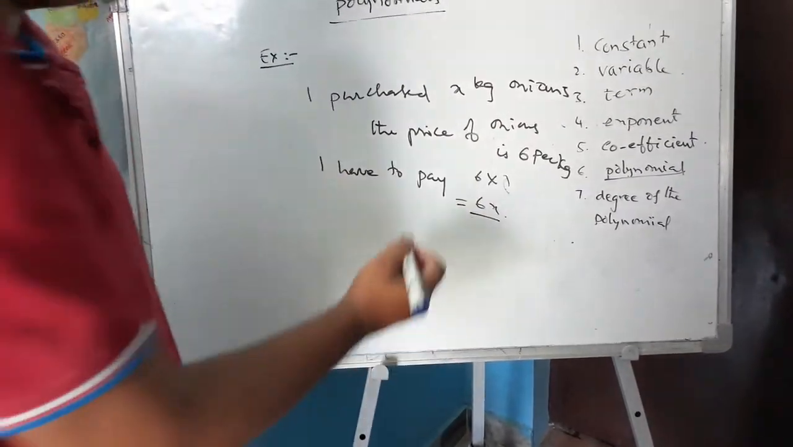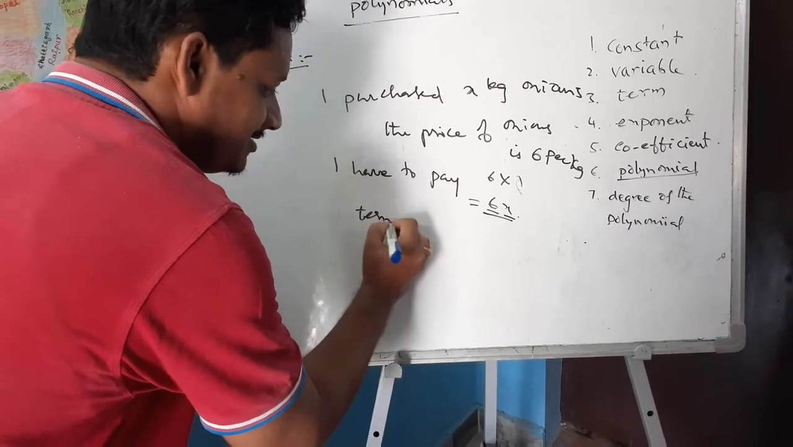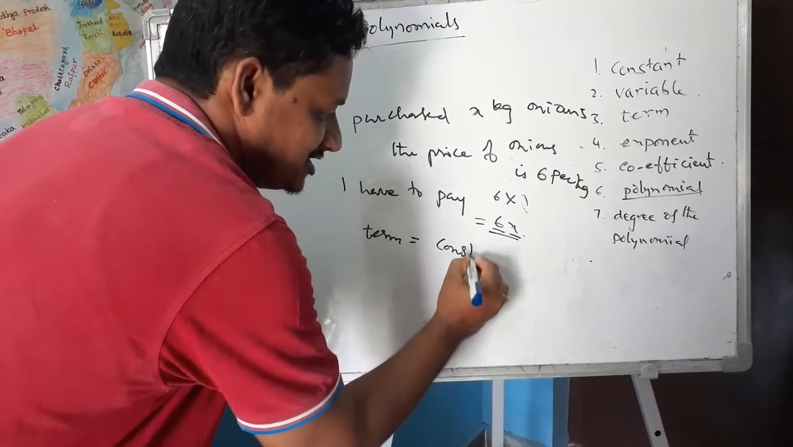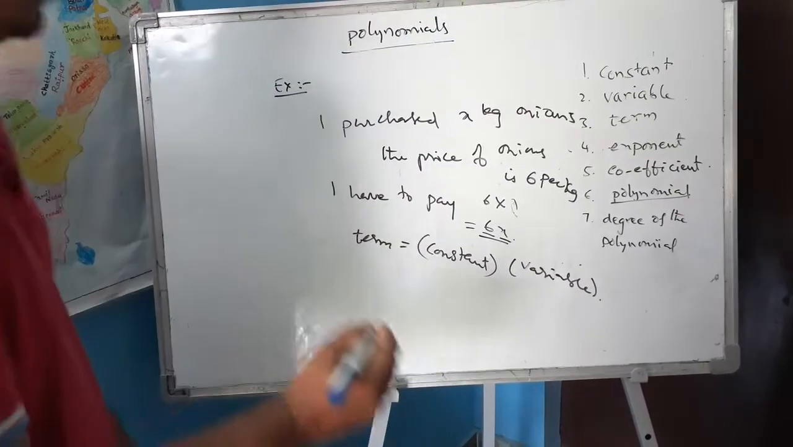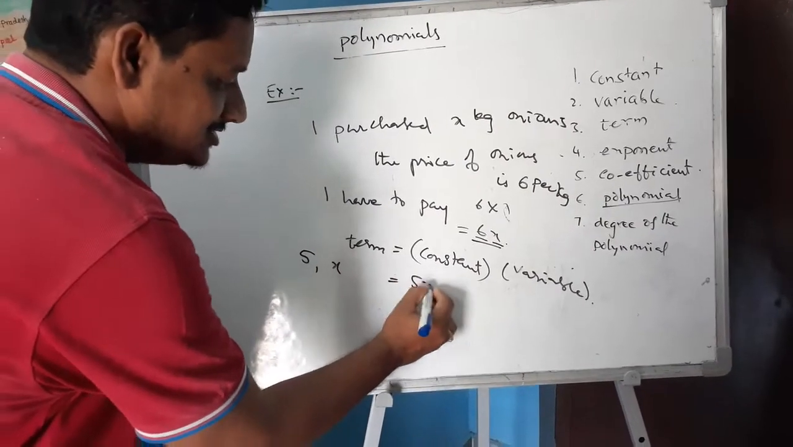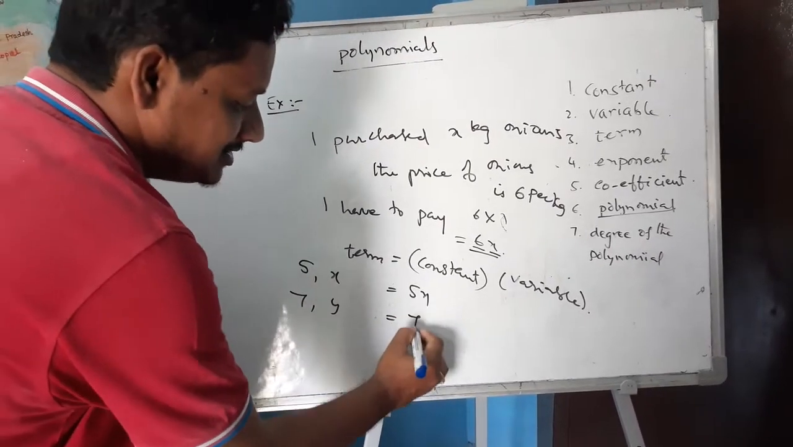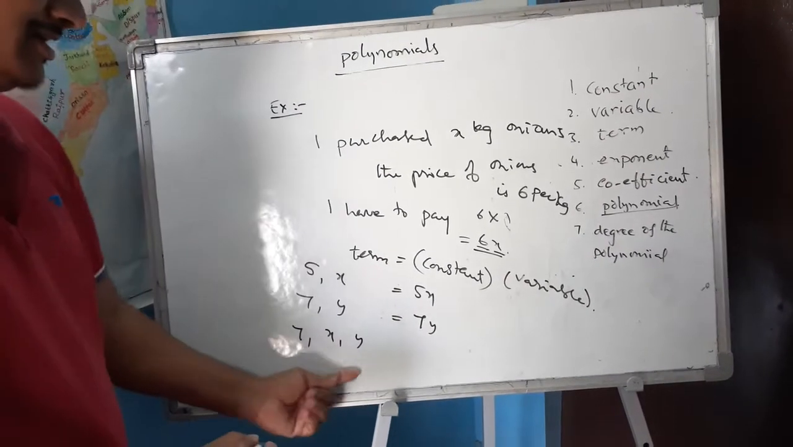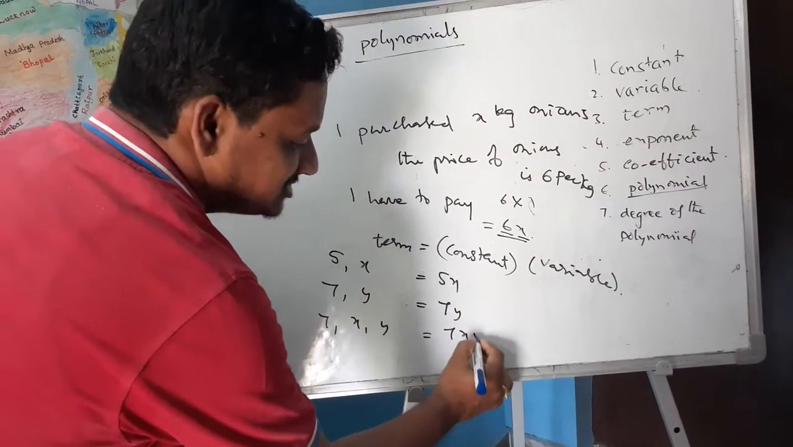The term is nothing but the product of the constant and variable. So the term is equal to the product of the constant and variable. Now I am taking 5 as a constant and x as a variable, it becomes 5x. If you are taking 7 and y as a variable, the term becomes 7y. If you are taking 7 and x, y as the variables, and 7 is a constant, the term becomes 7xy.